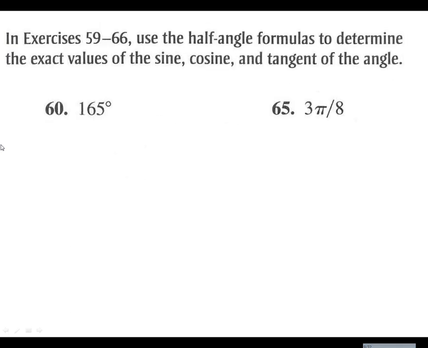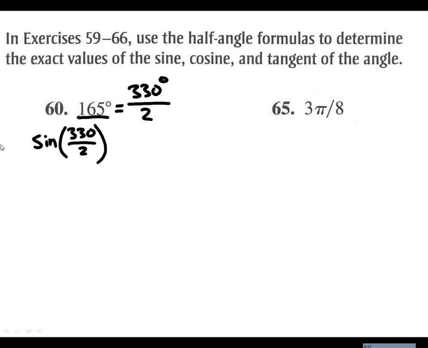Let's take a look at 60. A little bit easier on this one. 165, and we want to figure that out using the half-angle formulas. All right, so half-angle formulas, what that's saying is what angle divided by 2 gets us 165. So 330 cut in half is 165, so we'll go ahead and do the sine. And instead of writing 165, I'm going to write 330 over 2, just so we remember it's the u over 2 formulas.